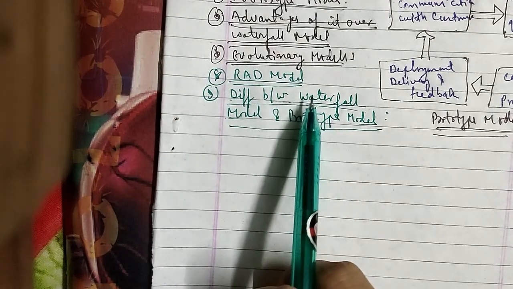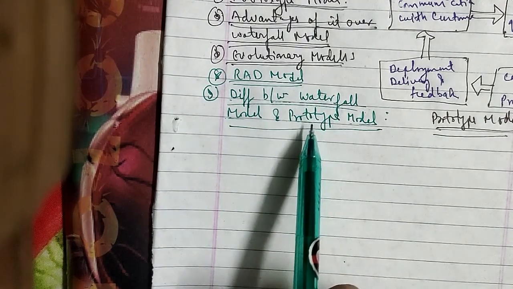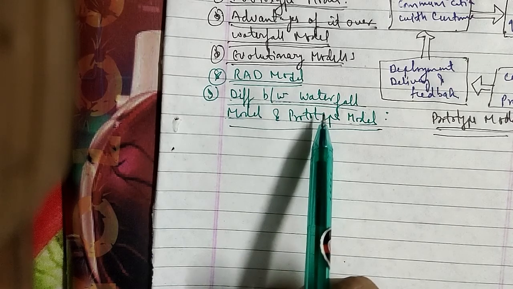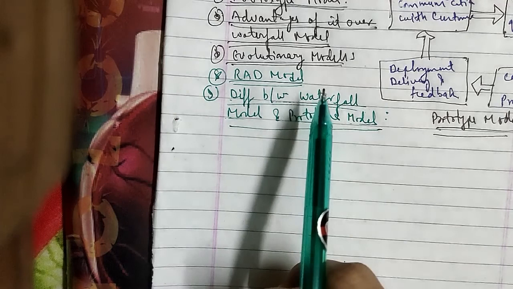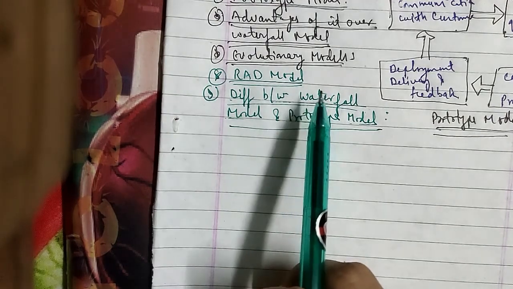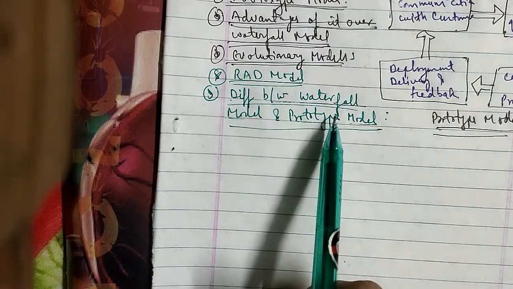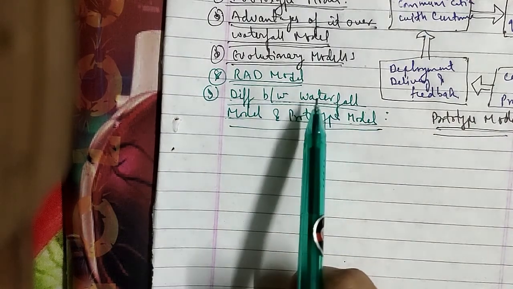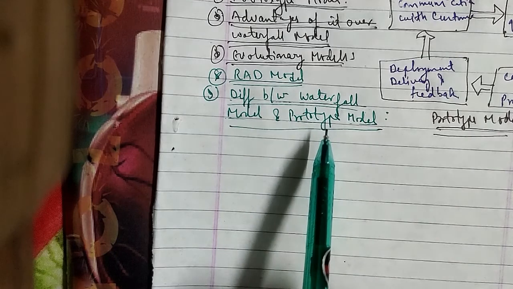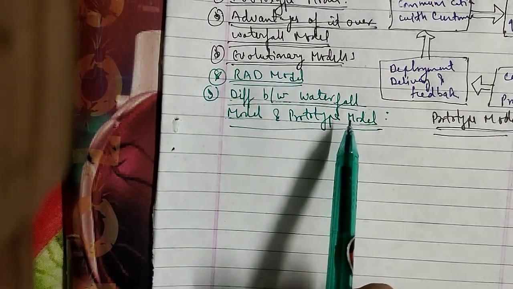The waterfall model is suitable for small systems, and the prototype model is suitable for large systems. For the fourth difference, in the waterfall model only the developer participates; there is no user participation in all the phases. For the prototype model, both the developer and the user participate in building the prototype. Also, in the waterfall model there is no use of reusable components, and in the prototype model reusable components can be used for building the next prototype as well.